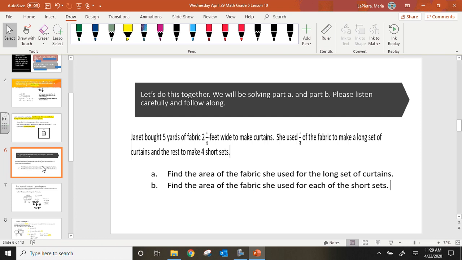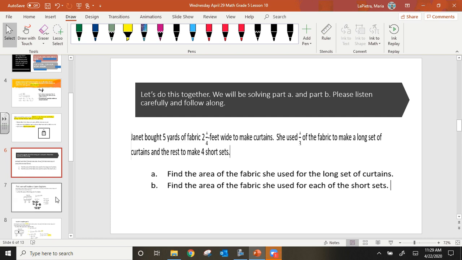Let's do this together. We will be solving part A and B. Please listen carefully and follow along. Janet bought 5 yards of fabric 2.5 feet wide to make curtains. She used 1/3 of the fabric to make a long set of curtains and the rest to make 4 short sets. Find the area of the fabric she used for the long set of curtains for A, and B, you're going to find the area of the fabric she used for the short sets.